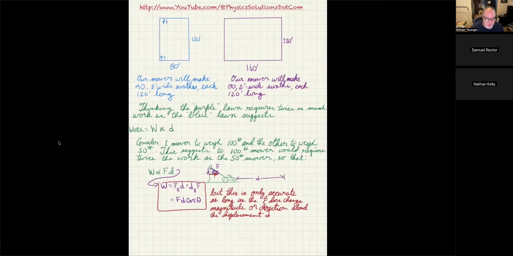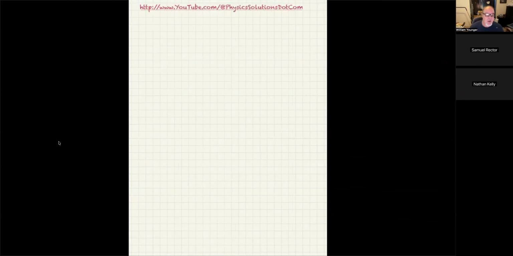So let's start off with example 7.1, and it says work done on a crate. A person pulls a 50 kilogram crate 40 meters along a horizontal floor by a constant force, FP equals 100 newtons, which acts at an angle of 37 degrees, as shown in figure 7.3. The floor is rough and exerts a friction force, F friction equals 50 newtons. Determine A, the work done by each force acting on the crate, and B, the net work done on the crate.